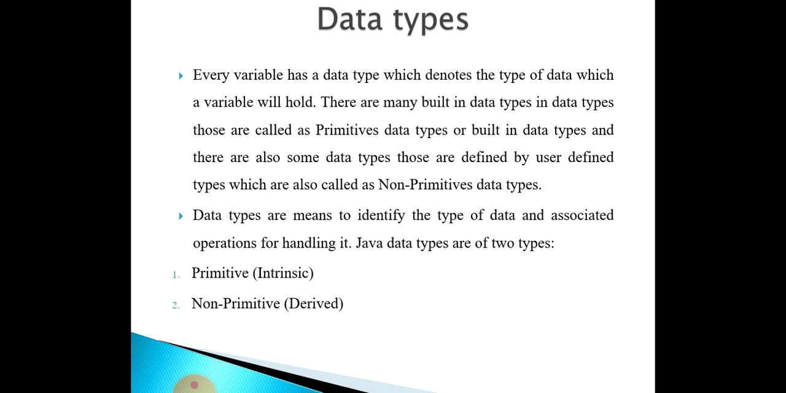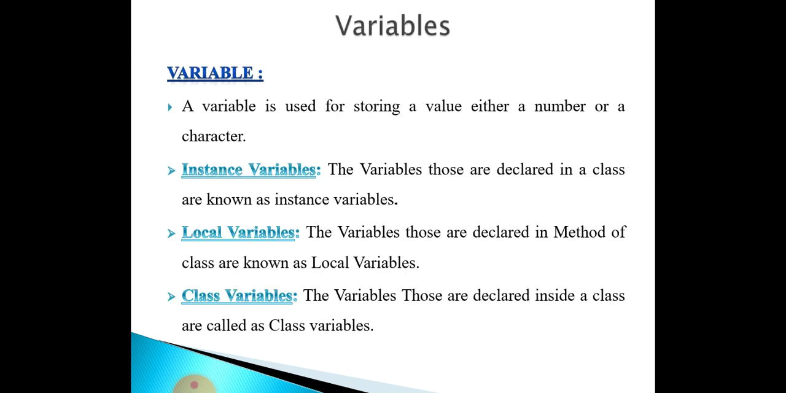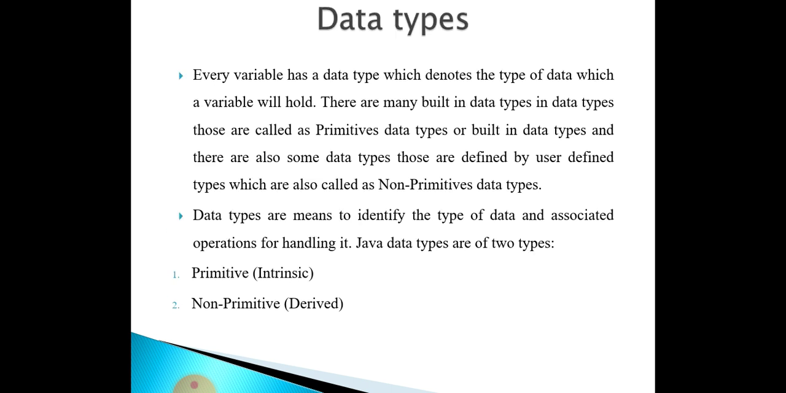Second one, non-primitive data types. Non-primitive data types are classes, interfaces and arrays. In this section we have discussed only constants, variables and data types.